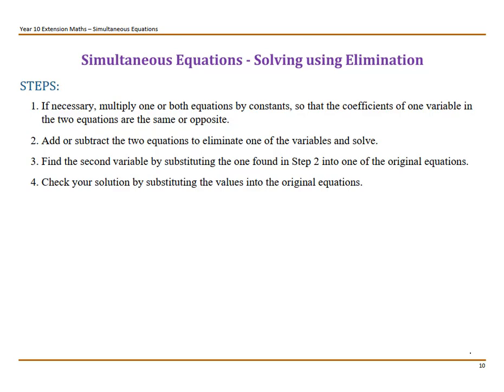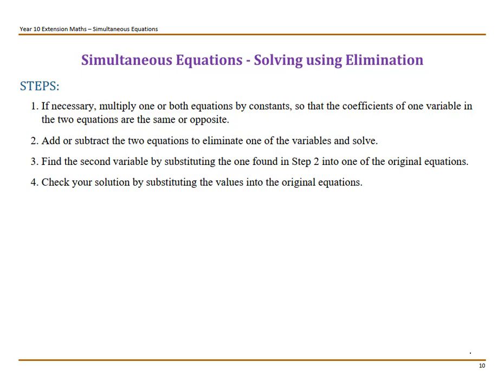This video looks at one of the two methods of algebraically solving linear simultaneous equations, the elimination method. Step one, if necessary, we have to multiply one or both equations by constants so that the coefficients of one variable in the two equations are the same or opposite. So we need a term to be the same in each of the equations. For example, we have 4x and 4x in both equations, or 4x and negative 4x. We need a term that's the same so we can eliminate it.